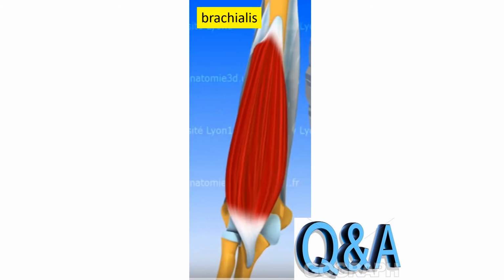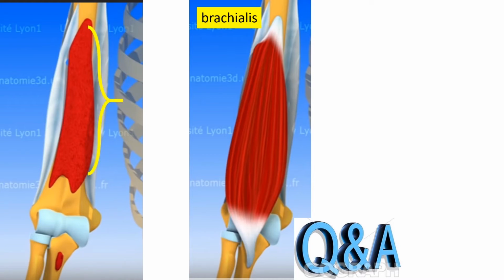Now, we have questions and answers for the following images. These images are about the muscle called brachialis. And here is the brachialis coming from the anterior surface of the humerus and going down, crossing the elbow joint. So its action is going to be mainly on the elbow joint.